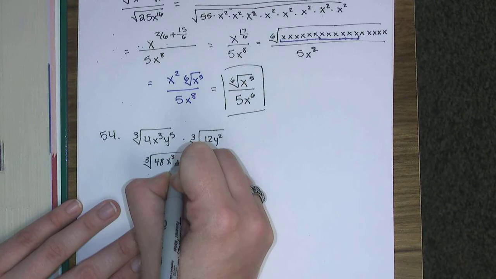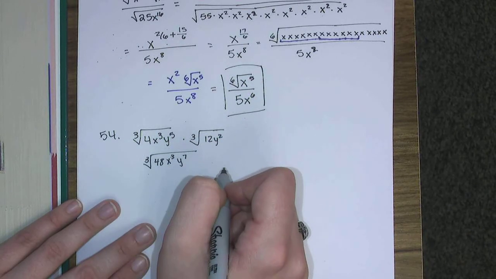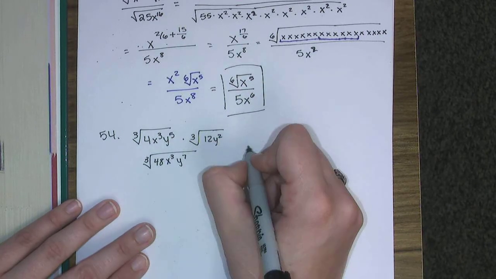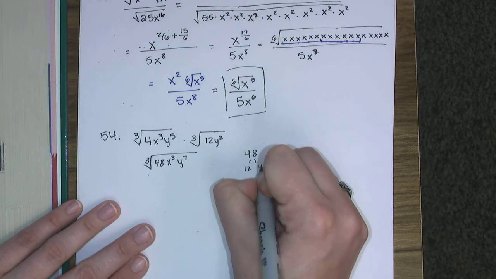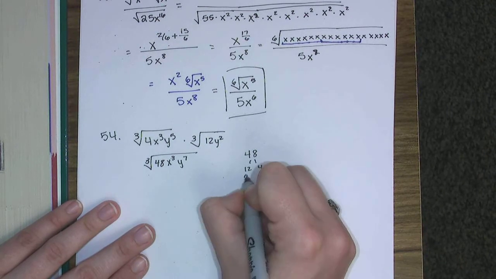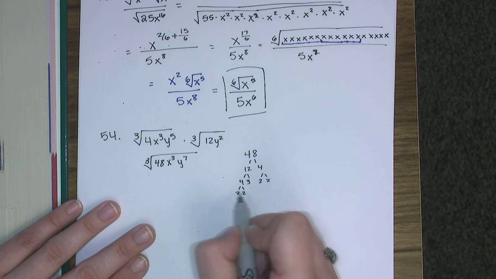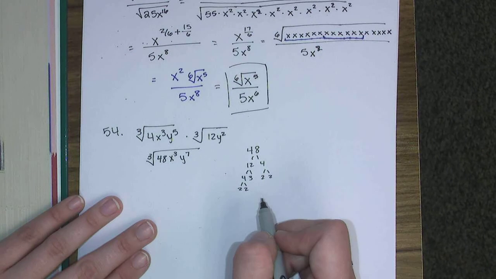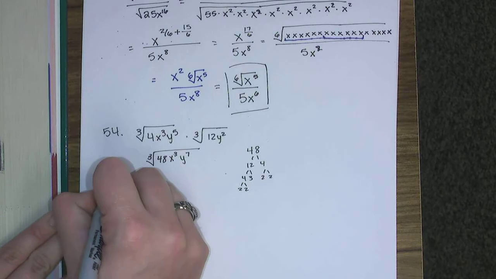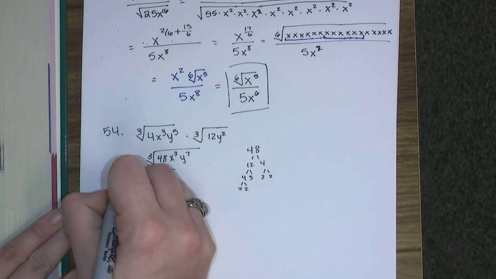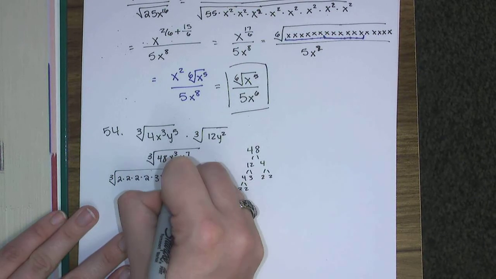So 48, we already know, is 12 and 4. We know that's 2 and 2, 4 and 3, 2 and 2. So I have a bunch of 2's, and I have 3 here that I can rewrite. And I'm going to rewrite my variables individually and group them then. So the cube root of 2 times 2 times 2 times 2 times 3 times x times x times x times, now I have to do 7 y's, so 1, 2, 3, 4, 5, 6, 7.